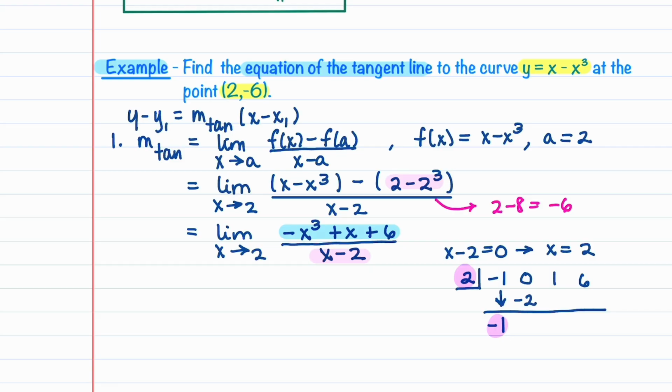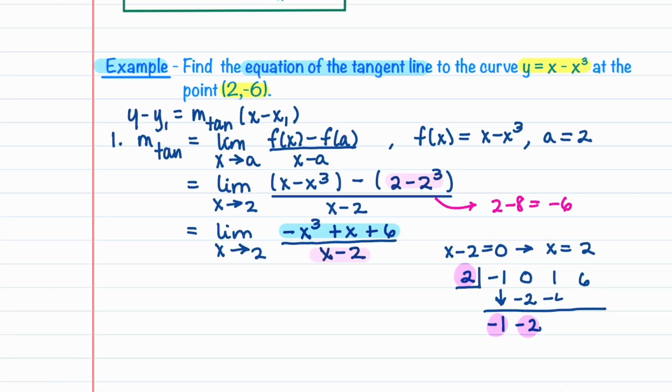Now we add 0 and minus 2, which gives us minus 2. Now we multiply 2 times minus 2, and we get minus 4. Now we add 1 and minus 4, get minus 3. We're almost done. We multiply 2 times minus 3, and we get minus 6, and that is 0. So this tells us that we have minus x squared minus 2x minus 3.